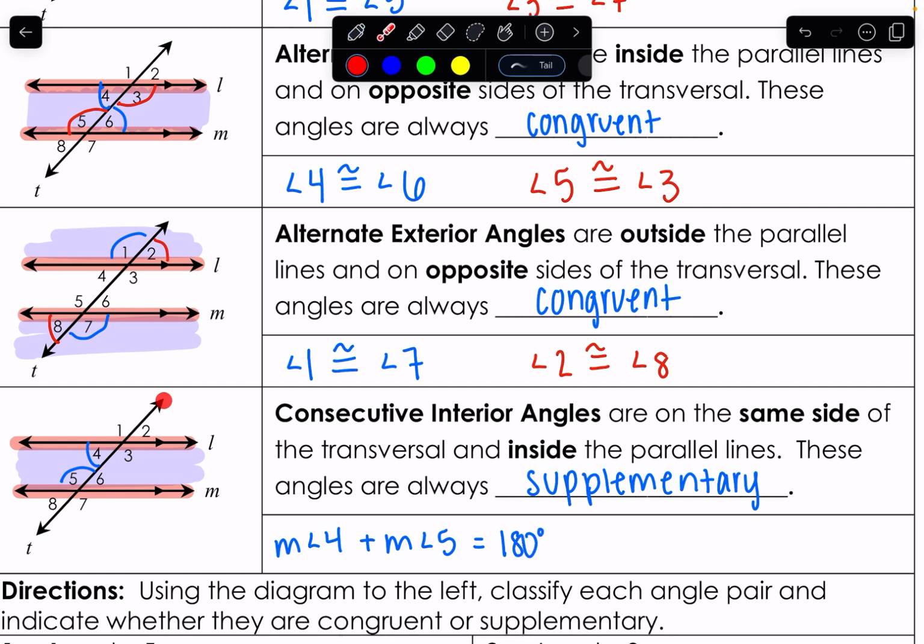That was on the left side of the transversal. On the other side, the right side, we have angle 3 and angle 6. Again, if we take the measure of angle 3 and add it to the measure of angle 6, it will equal 180 degrees because consecutive interior angles are supplementary.